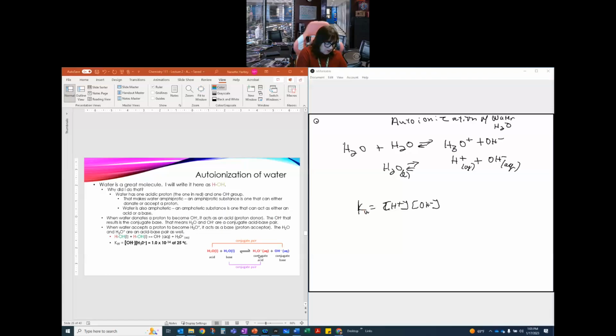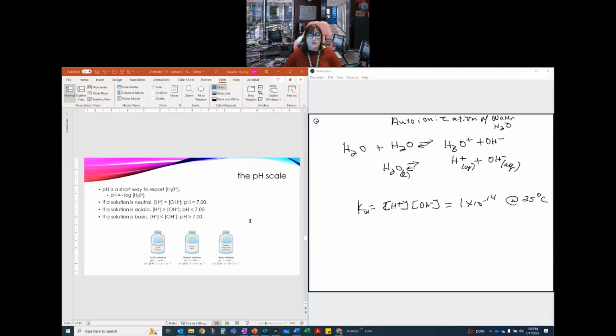And we give this a special letter. It's called KW, and that's because it refers to water. So that's what we're dealing with there. Now, this has a value of 1 times 10 to the minus 14th at 25 degrees C. Does it change when we change temperature? Absolutely it does. Do I expect you to know that that's the value at 25? Sort of, kind of, and we'll talk about that in a few minutes, but it is something you need to be able to work with, and I'll talk to you about how we do that. So that's the autoionization of water, okay?